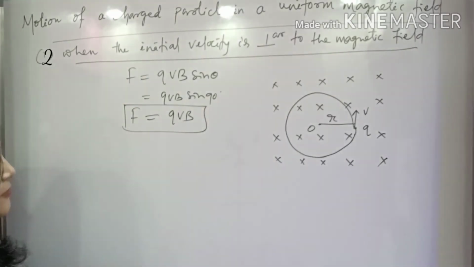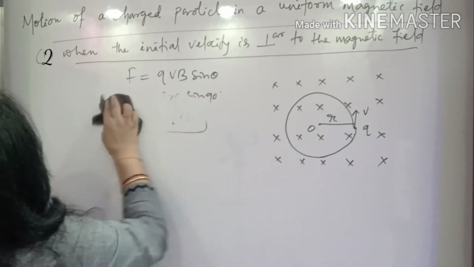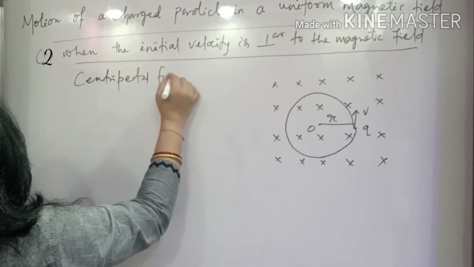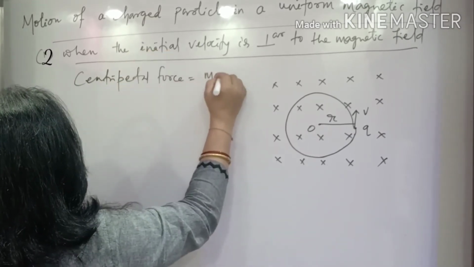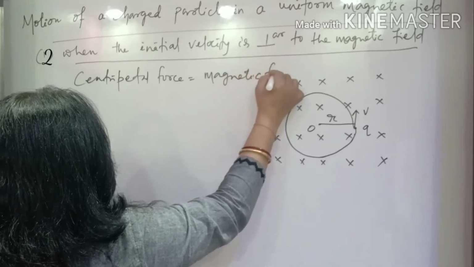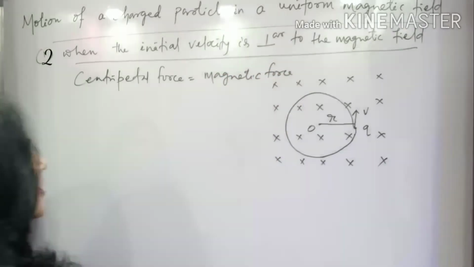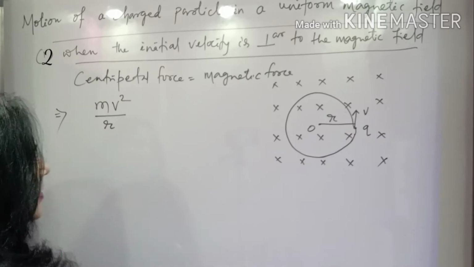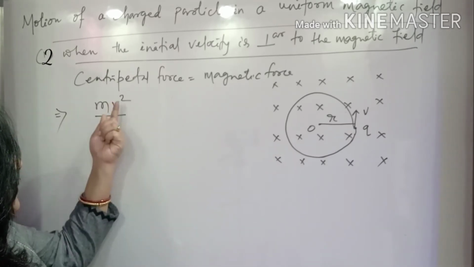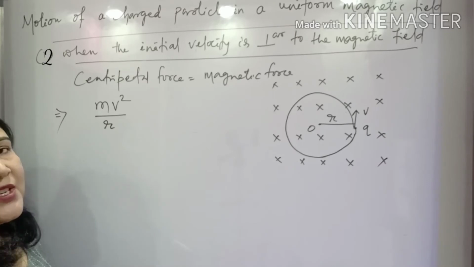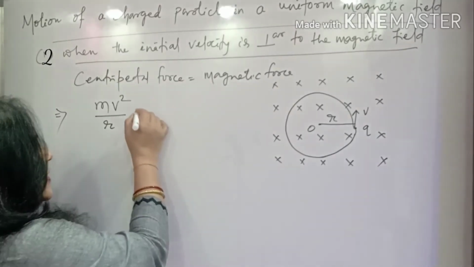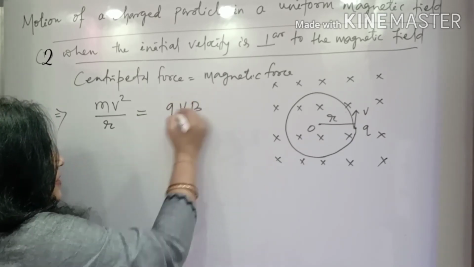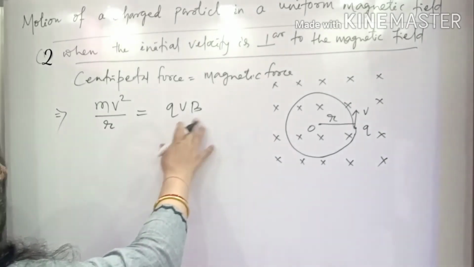So since the magnetic force is providing the centripetal force, I can write centripetal force equals the magnetic force, or the force due to this magnetic field. Now what is the centripetal force formula? That equals mv square by r, where m is the mass of the charged particle, v is the speed with which it is moving, and r is the radius of that circular path. And the magnetic force the charge continuously gets is qvB, because it is making 90 degrees and sine 90 is 1.